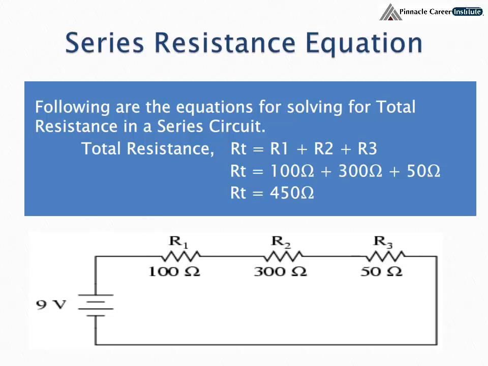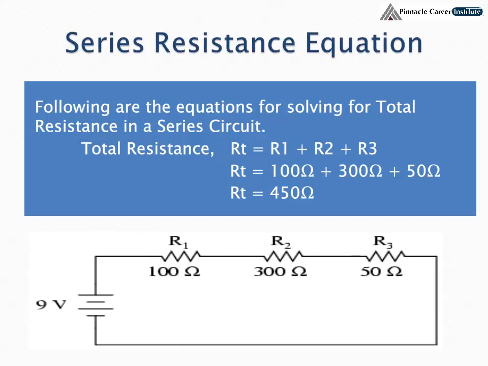The following are the equations we use to solve for resistance in a series circuit. In series, resistance is the sum of each individual resistor. In the diagram below, you see we have three resistors, R1, R2, and R3. R1 is 100 ohms, R2 is 300 ohms, R3 is 50 ohms.